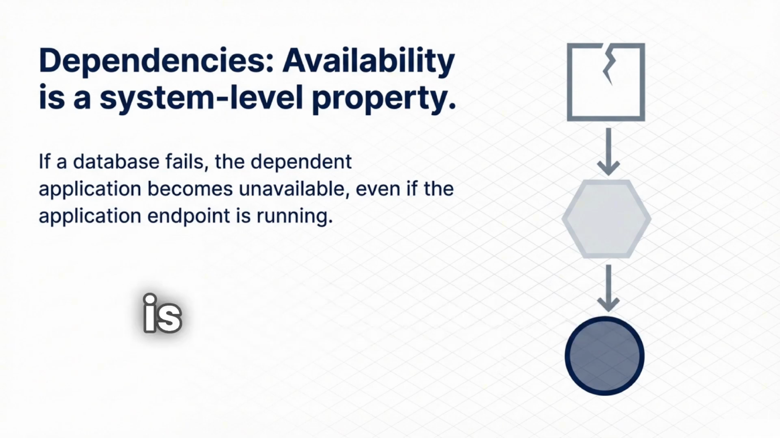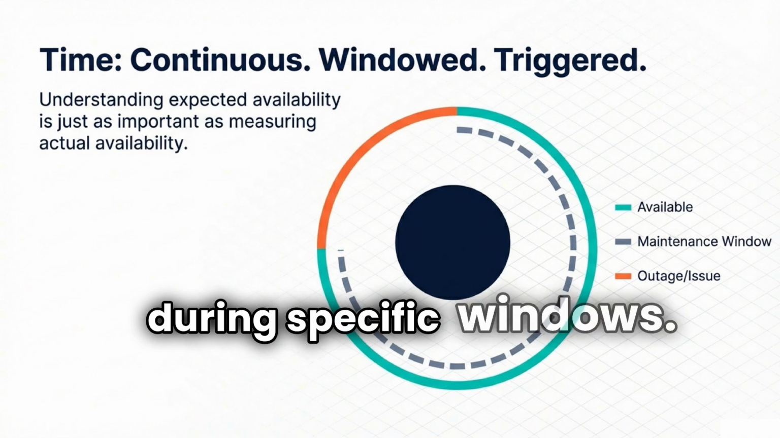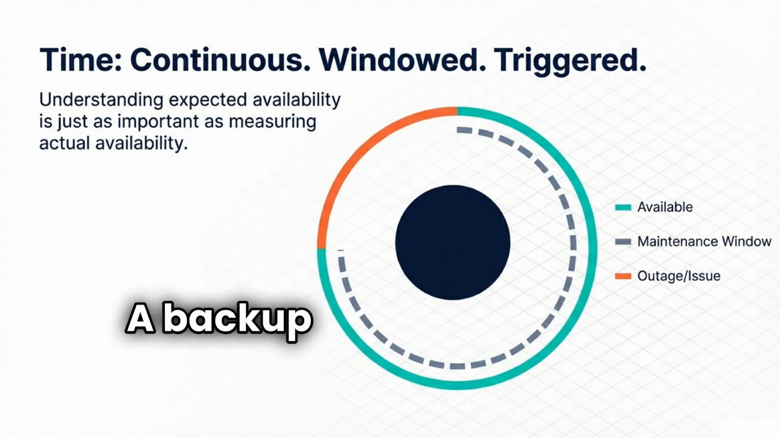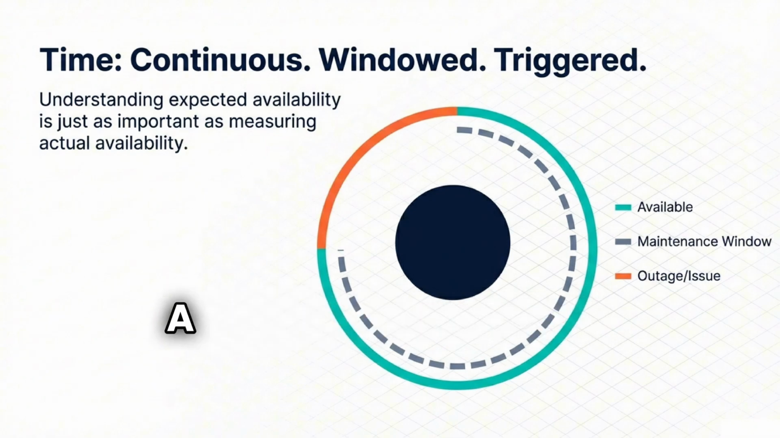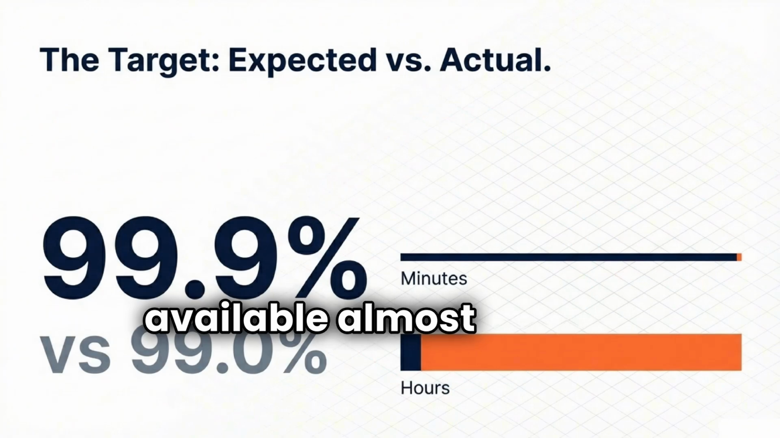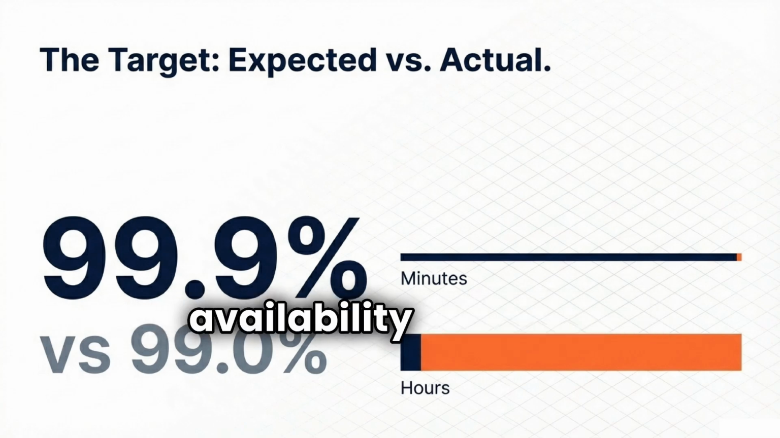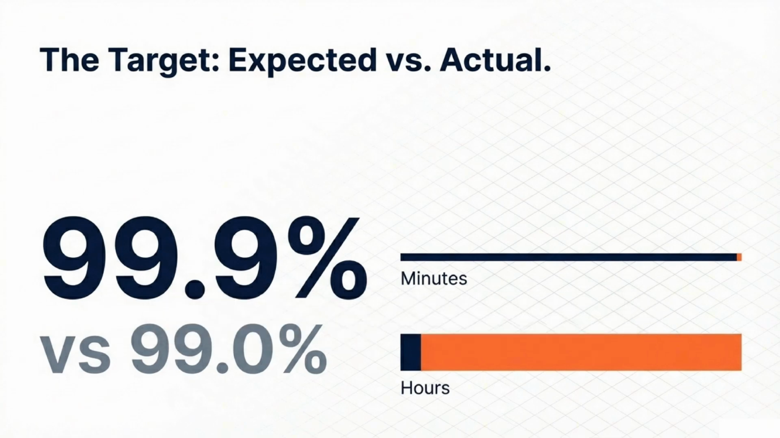Endpoint availability is deeply tied to time. Some endpoints are expected to be available continuously. Others are only available during specific windows. Some appear only when triggered by events. A backup endpoint may be unavailable most of the time, and that is normal. A public-facing service endpoint is expected to be available almost always. Understanding expected availability is just as important as measuring actual availability.